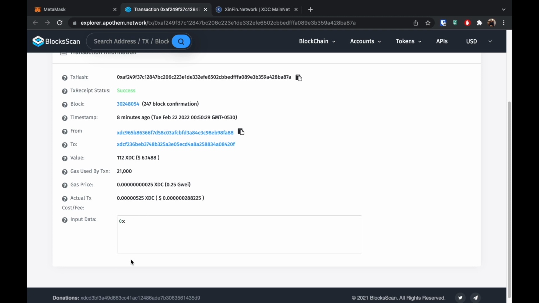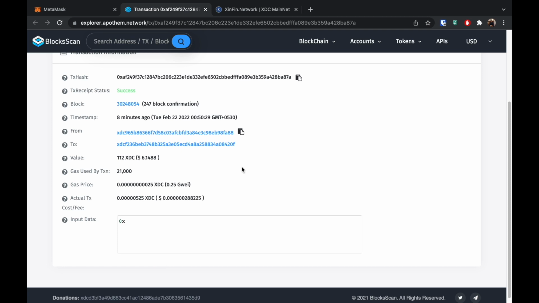Finally, input data is something which will come into picture if we are deploying something like a smart contract, where there will be some sort of metadata along with the transaction which occurs. But right now, since it was a plain transaction of funds from one account to the other, there is no input data enabled with this.